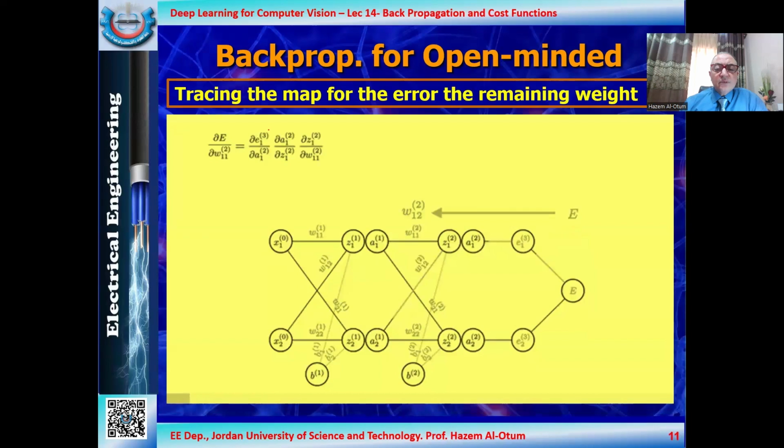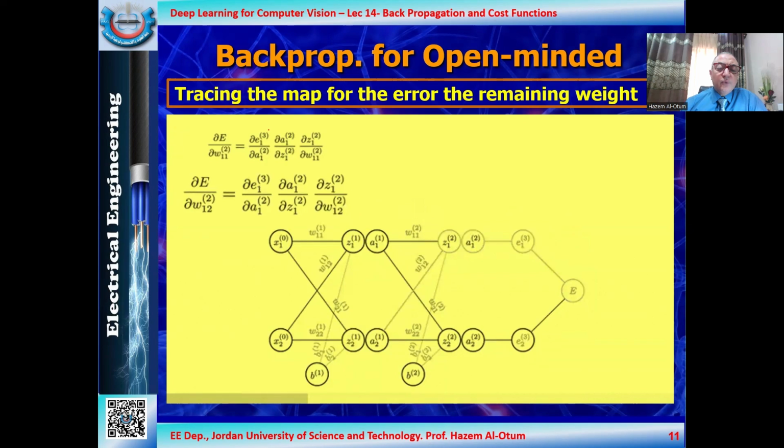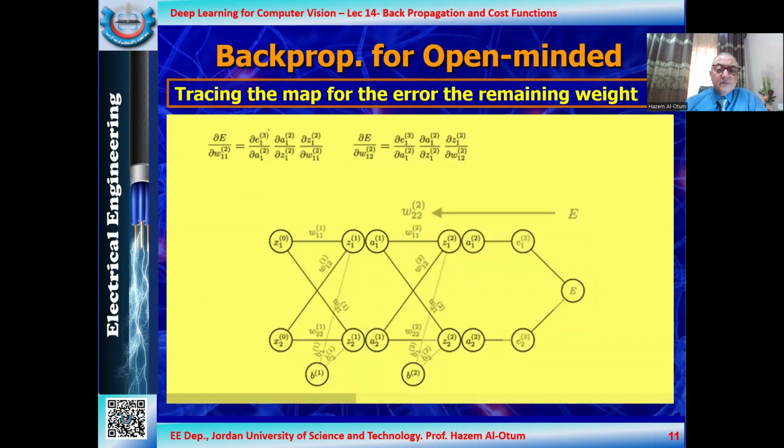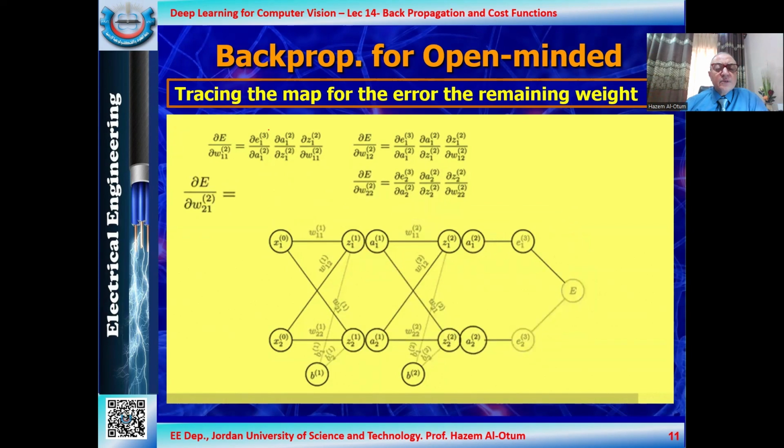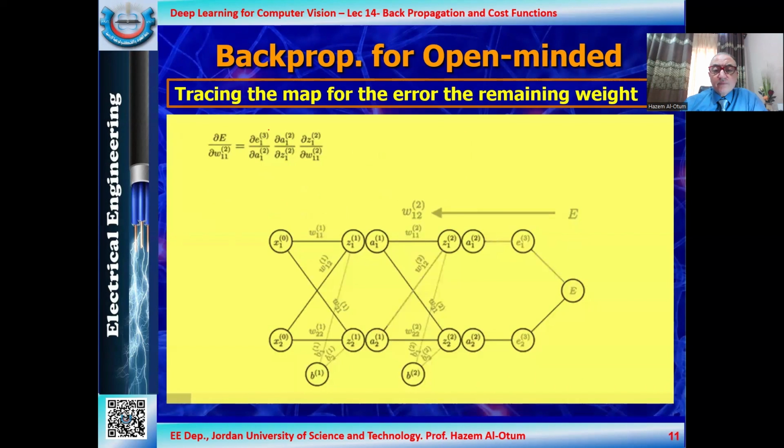Now we need to trace for all other weights. So this is for del E over del W12. This will be for W in respect to W22. Now for W21, as you see here, we have ordered the errors in a matrix form, having these equations defining the error in this situation.